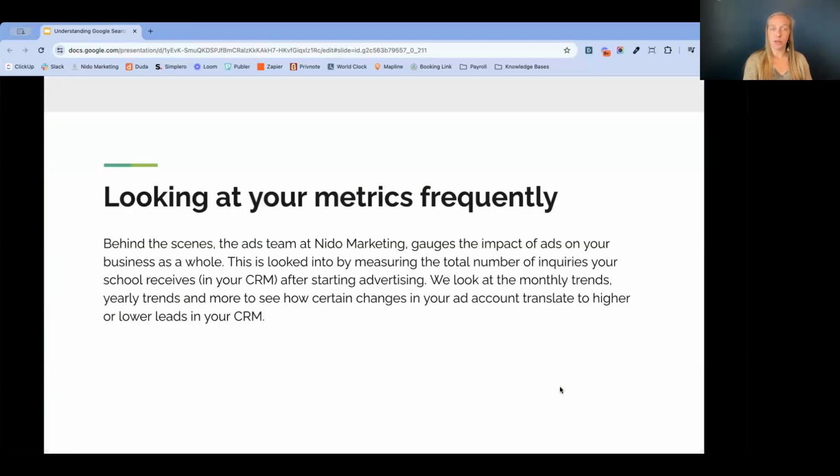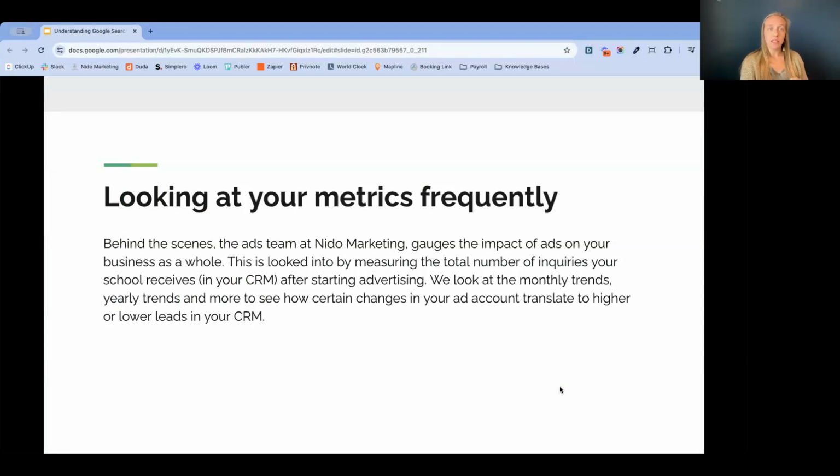So we look at your metrics frequently. Our ads team is always looking at your ads and deciding what needs to be tweaked, what needs to be moved. I would say at least once a week, probably more than that. Our ads team is looking at your ads and seeing what we can do to help save you money, and get you more leads.